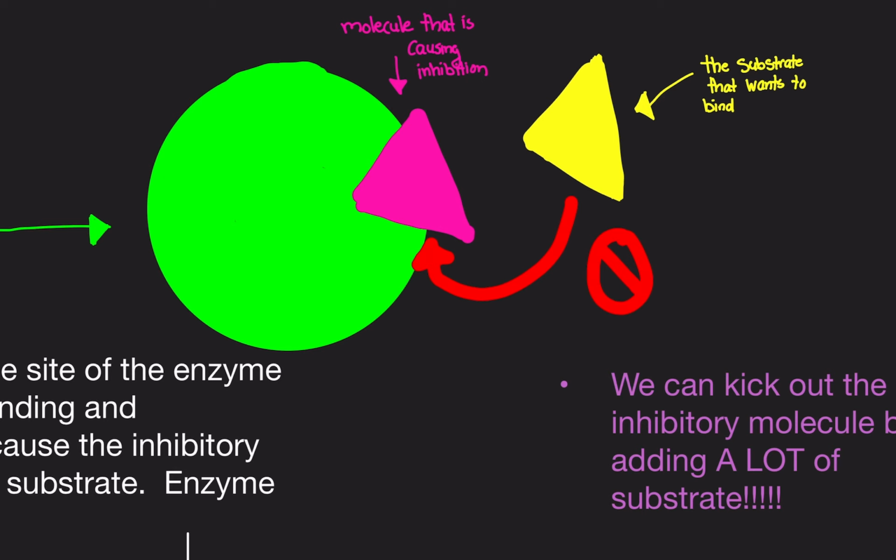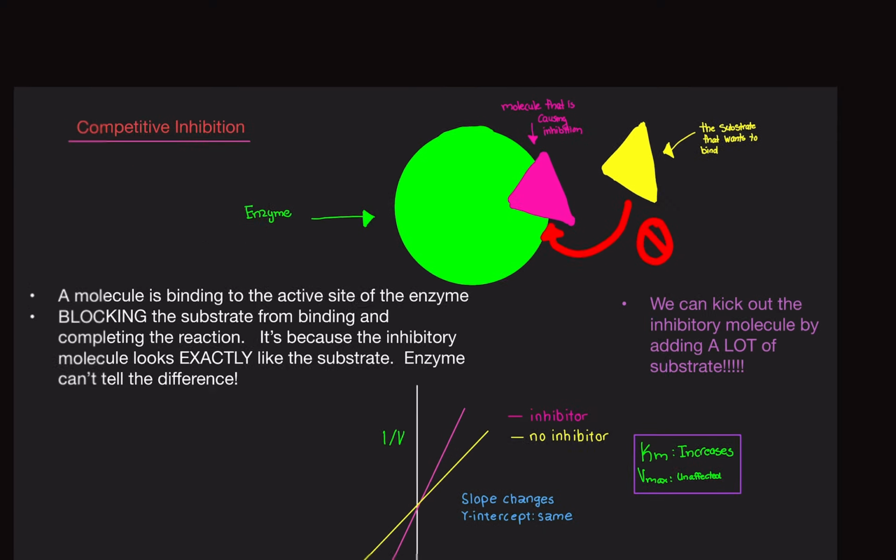So what basically is happening is that if you have a lot of substrate, it just kicks off this inhibitory molecule and we go back to normal.